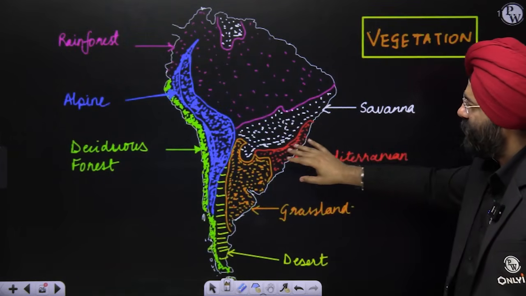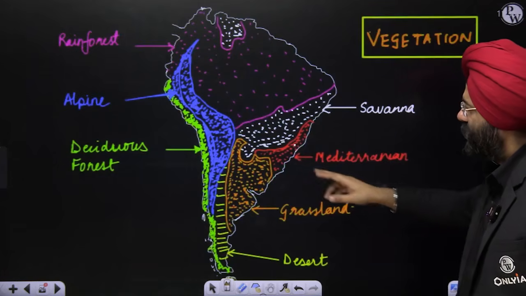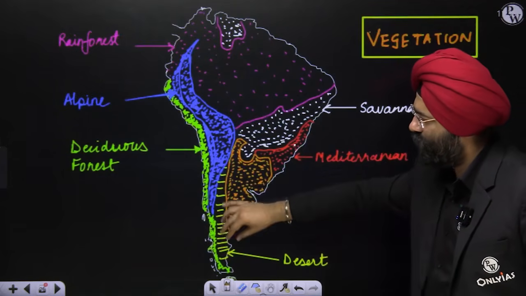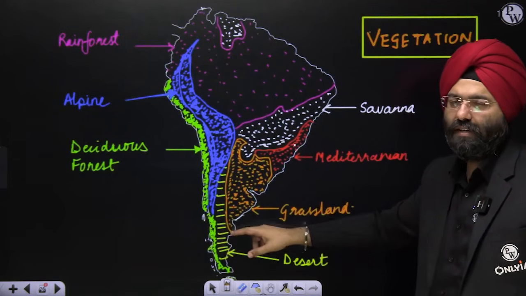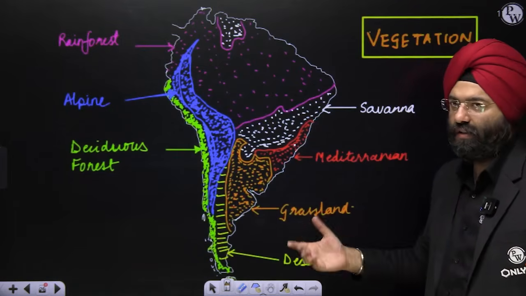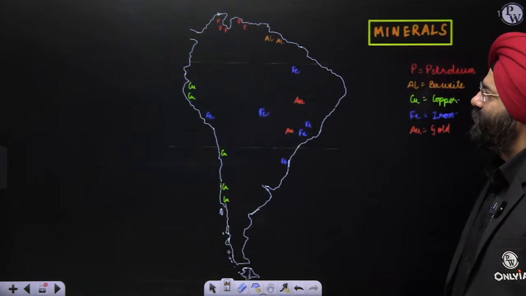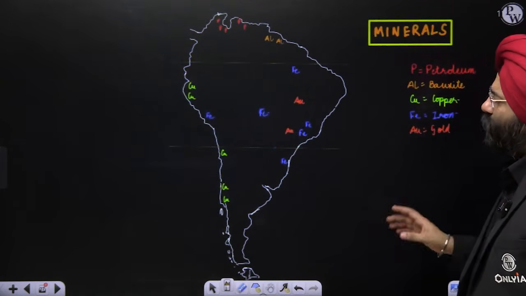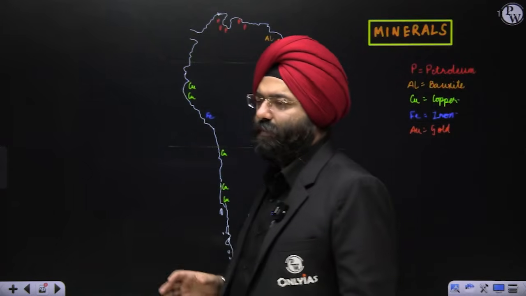You have the Mediterranean climate, Mediterranean vegetation over here. And these are the grasslands. And this region along the Patagonian plateau is basically the desert, the largest desert area-wise. So this is the vegetation that is present here. Comes the minerals. Now a lot of minerals are found here, in large quantities.